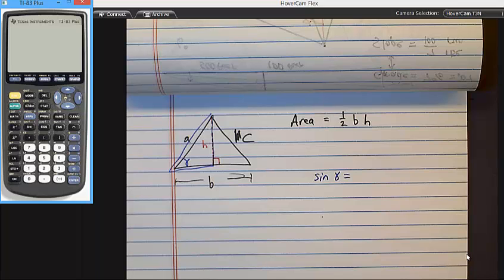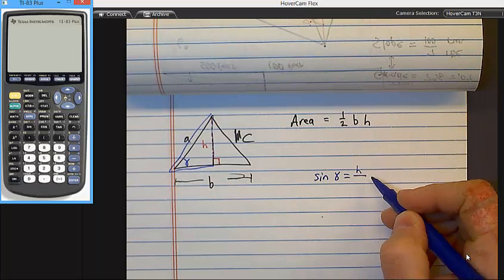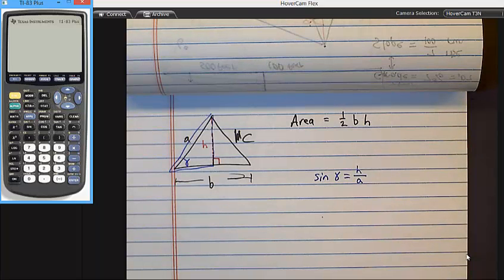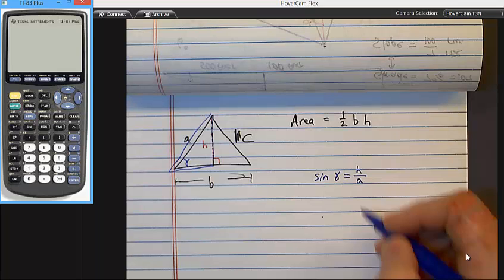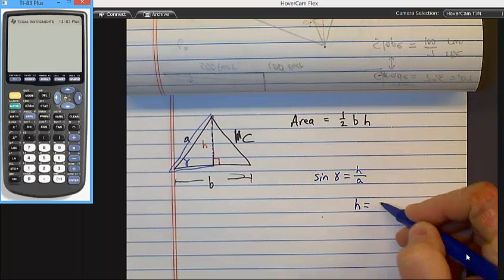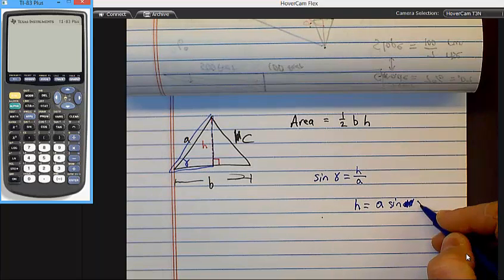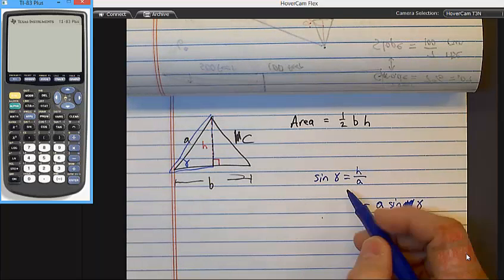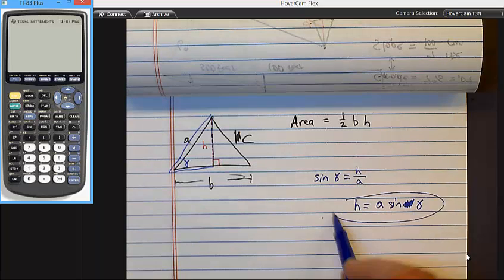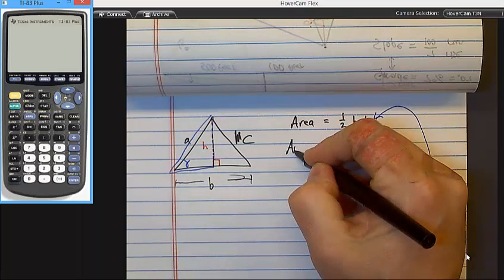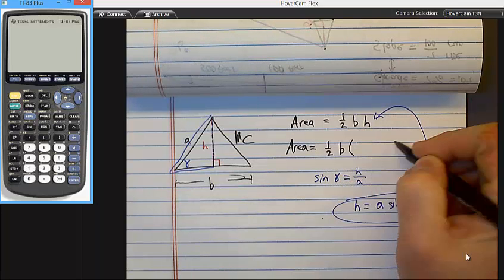Wouldn't it be h divided by what? It's opposite over hypotenuse, so it's h divided by a. Right? So that means that the height, h, is equal to a times the sine of, not alpha, sorry, gamma. See that? h equals a sine of gamma, if you multiply both sides by a. Once I know that, I can put it into my friendly formula here, and I will get that area equals 1/2 b times a sine of gamma.